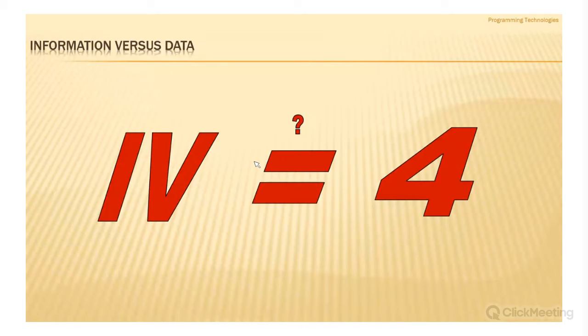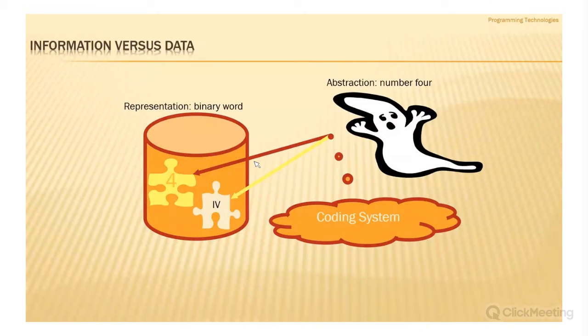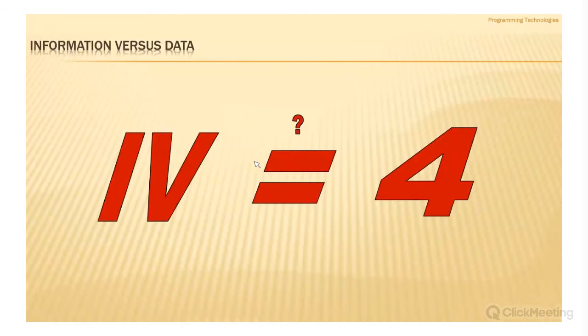One word. It's a crossword. The answer is coding system. You know the answer. Coding system is everywhere. You are using, for example, different representations of the number. But the most important thing is the discussion about the information and the data. What is the difference between information and data?